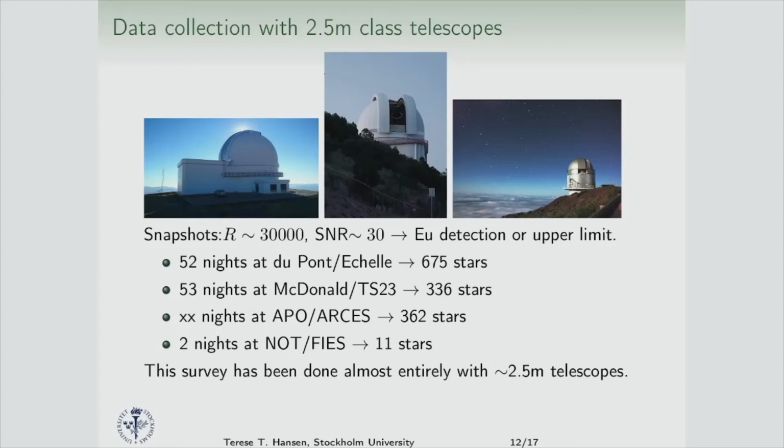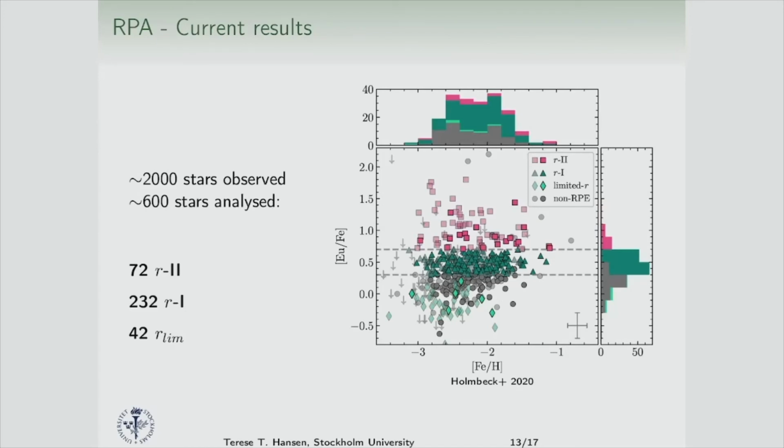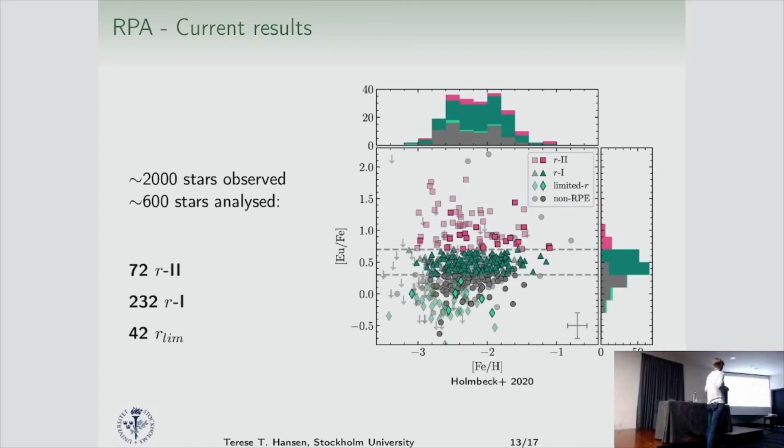This kind of survey requires a lot of time, because only about 3% of the stars that we observed actually have the signature that we're looking for. So we need to observe a lot of stars, which means we need a lot of nights, but we're able to get those on these 2.5 meter telescopes, because not a lot of other people use them for stellar observations. We've done this for 6 years now, and we've observed about 2,000 stars in total. We've analyzed about 600 of them, and this is the result of that analysis.